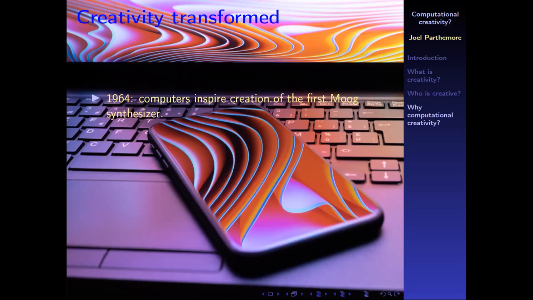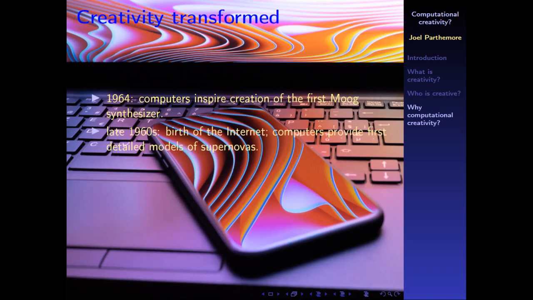Consider that in the year that I was born, computers inspired the creation of the first Moog synthesizer. The first Moog synthesizer filled an entire room. By the time I was in junior high school, we had a mini Moog synthesizer that was a small keyboard that we could use with the band.